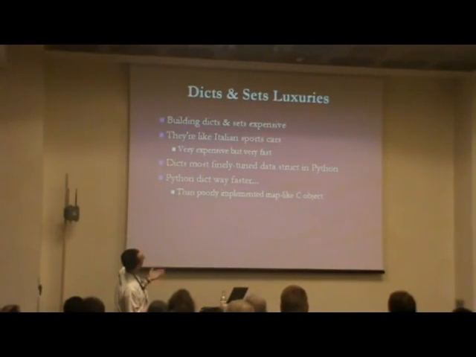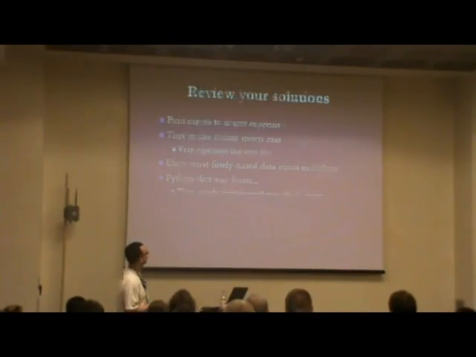They're very expensive. You can think of them like Italian sports cars. They're very expensive, but they're very fast because they've been in Python for so long. They've been finely tuned. In fact, Tim Peters says that a Python dictionary is way faster than a C object that you haven't really optimized. So really, really fine-tuned on this.